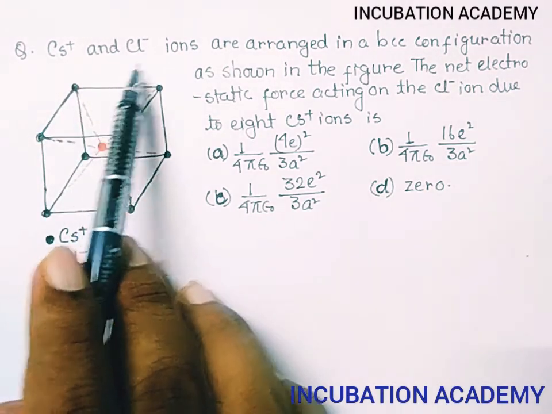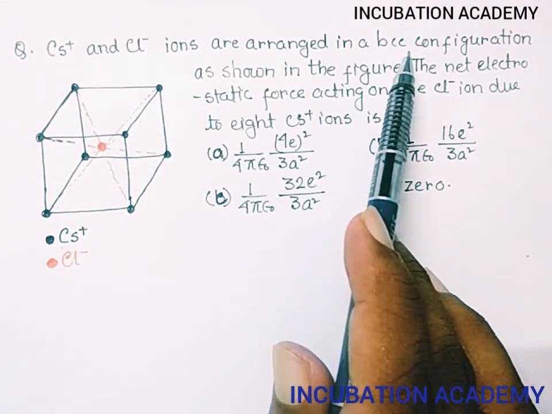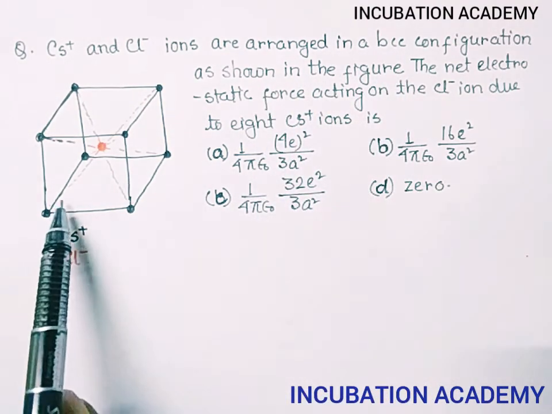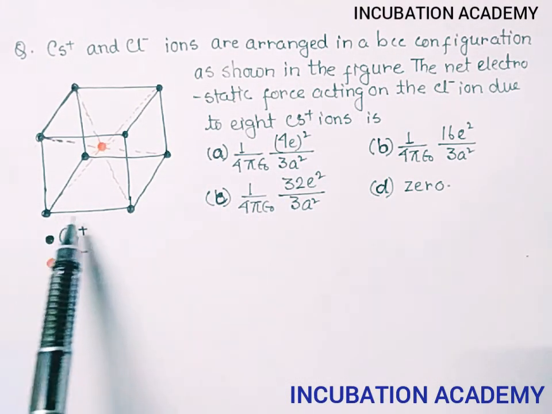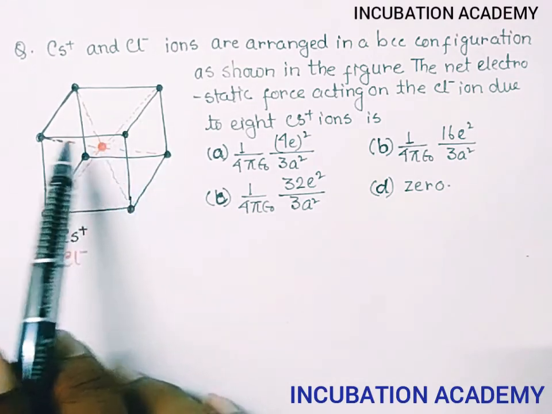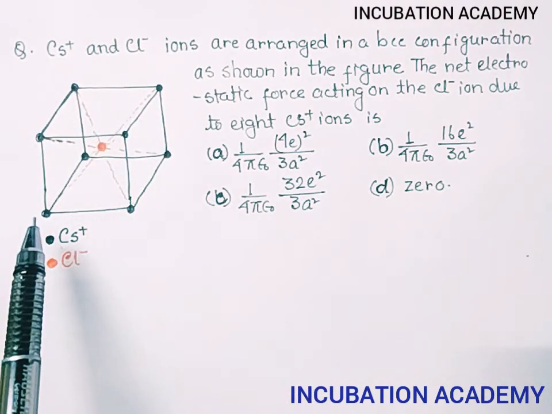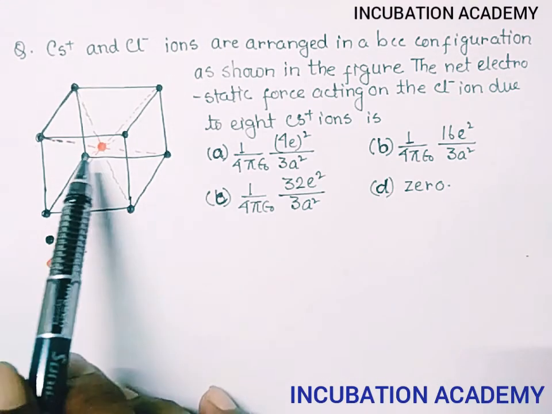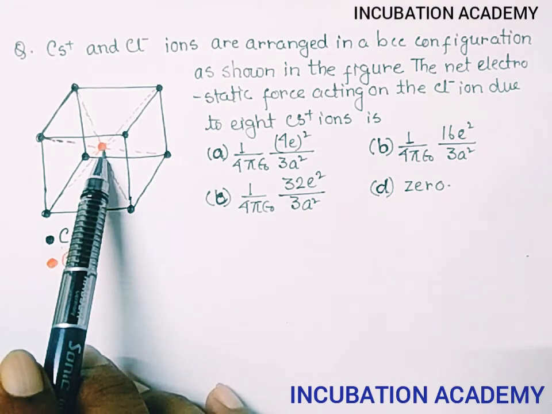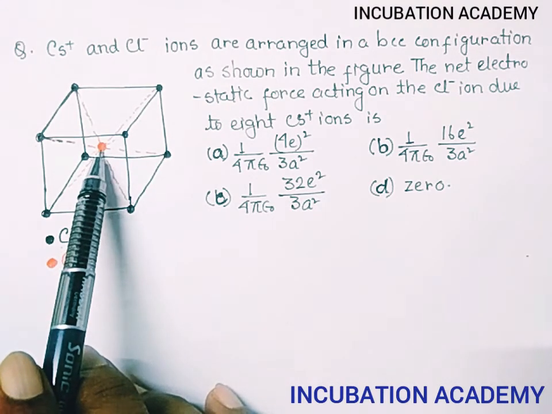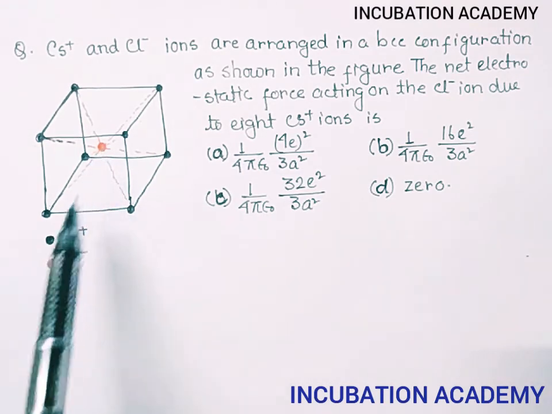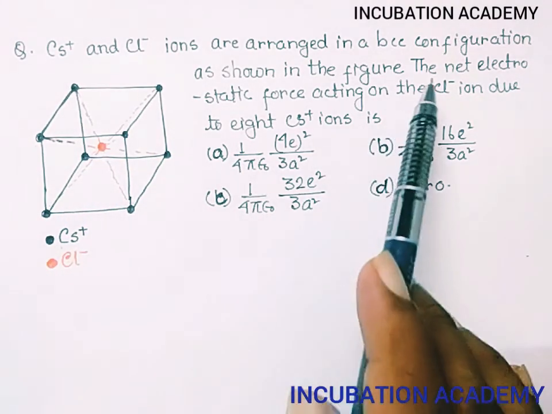Cesium plus and Cl minus ions are arranged in a BCC configuration, that is the body centered cubic configuration, as shown in the figure. In this figure, 1, 2, 3, 4, 5, 6, 7, 8 black dots are there, and these 8 black dots represent the cesium plus ions. At the body center of this cubic lattice, there is an orange dot, and this orange dot represents the Cl minus ion.